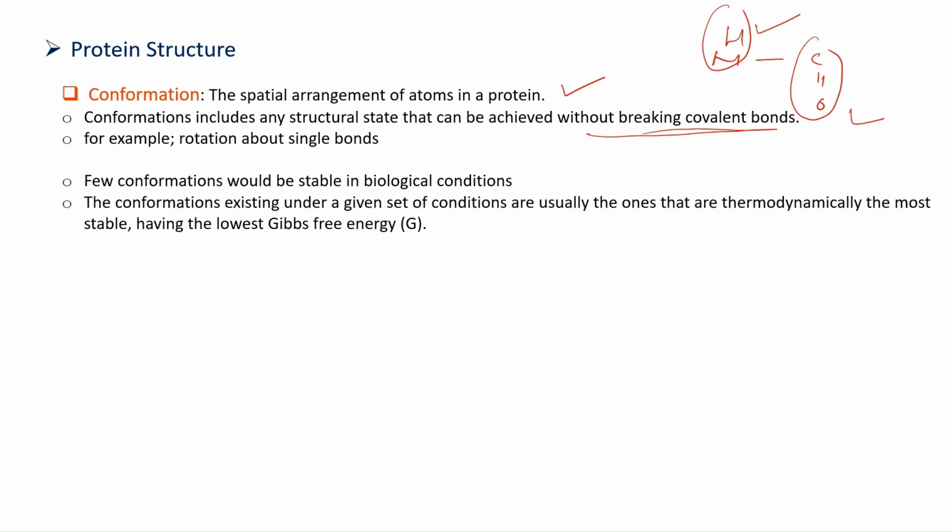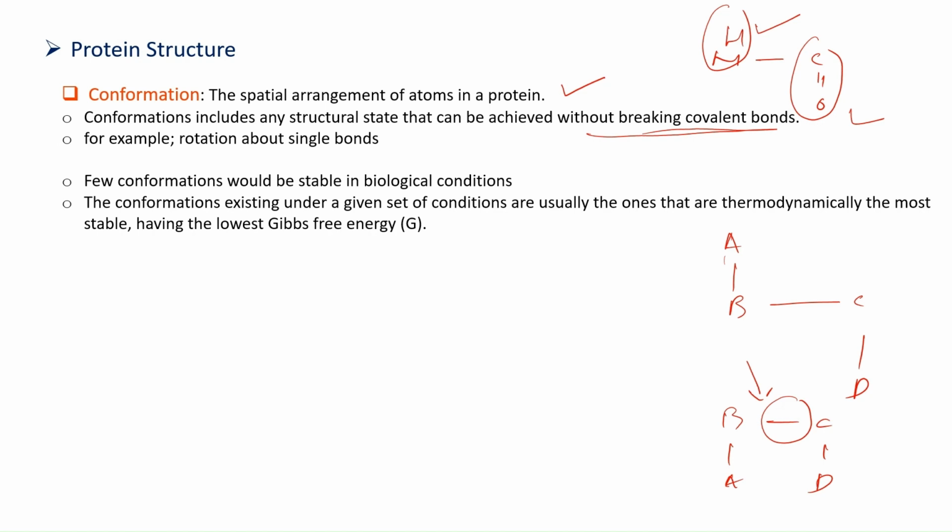So these are conformations. That means the rotation around a single bond. During this rotation, whether it is a trans conformation or a cis conformation, it is the rotation around a single bond, but during this transformation, this bond is not hampered. So conformation means any structural state that can be achieved without breaking covalent bonds, for example, rotation around a single bond.